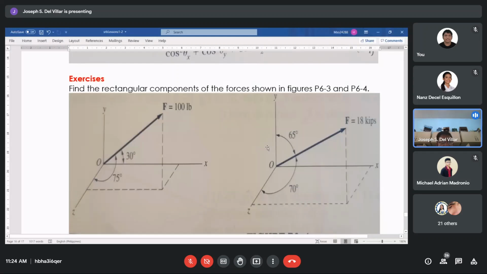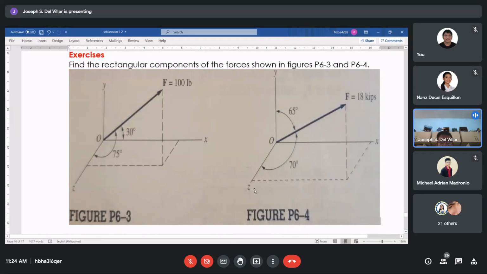Okay, solve exercises now for these two problems and then submit at exactly 11:35. Okay? Write your name on the paper, then take a picture or scan, then submit to my messenger after you are done. So in 10 minutes, solve this and then submit to my messenger.